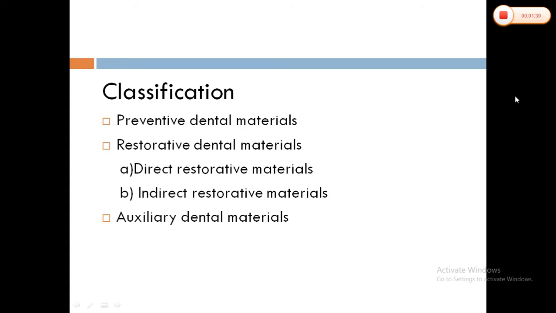Preventive dental materials generally help in prevention of a disease, especially in our terms, caries or a gingival problem or abrasion or anything of those kinds. Auxiliary dental materials are those that aid in restorative dental materials, like impression materials, rotary instruments, etc. Okay.